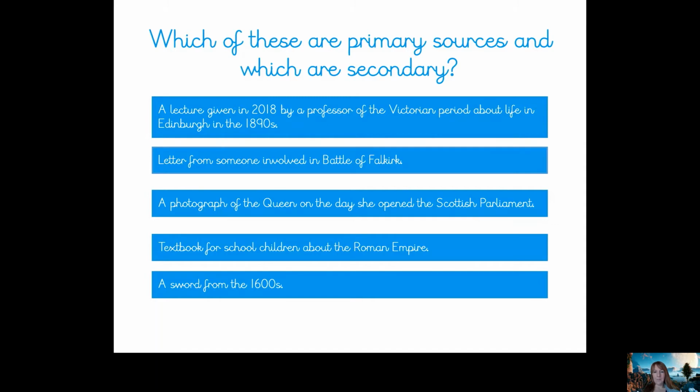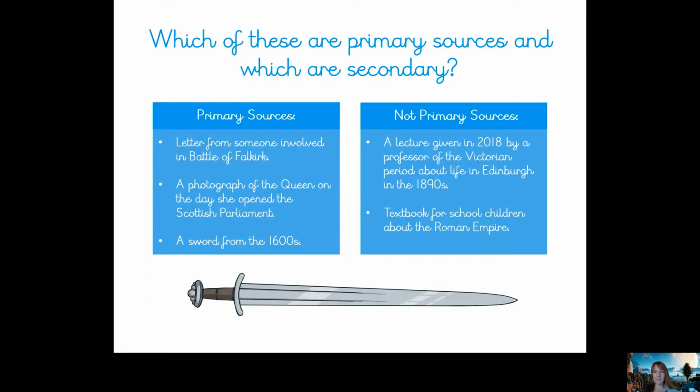Okay, did you pause the video and have you sorted out these different primary and secondary sources? How did you get on? Well, the primary sources were a letter from someone involved in the Battle of Falkirk, a photograph of the Queen on the day she opened the Scottish Parliament, and a sword from the 1600s. And then these ones were not primary sources.